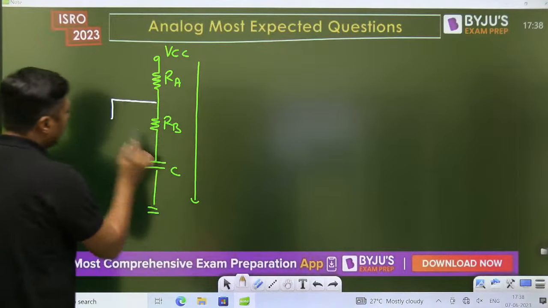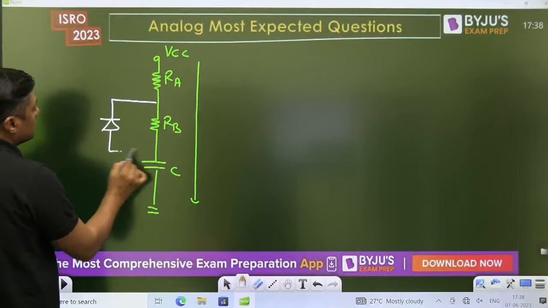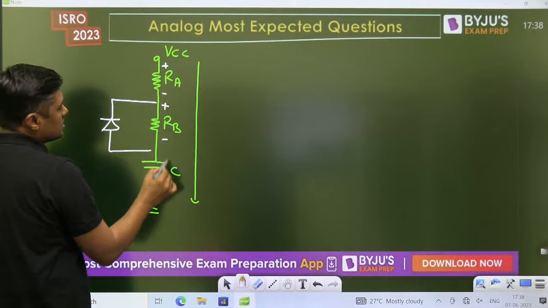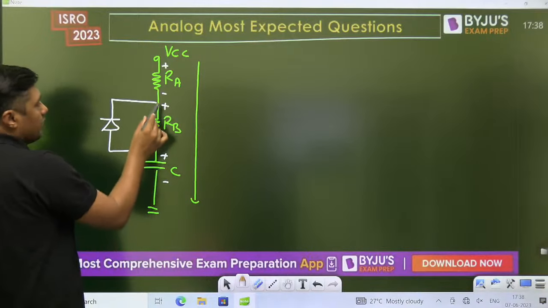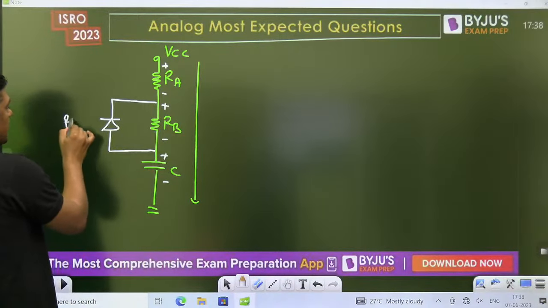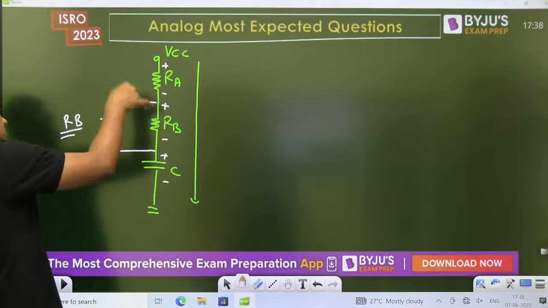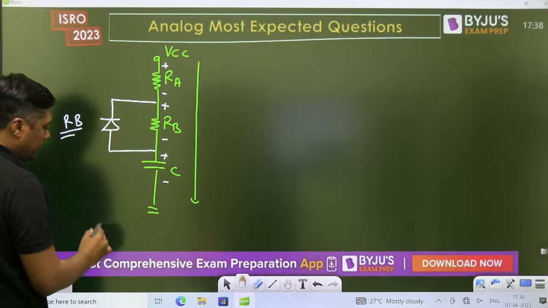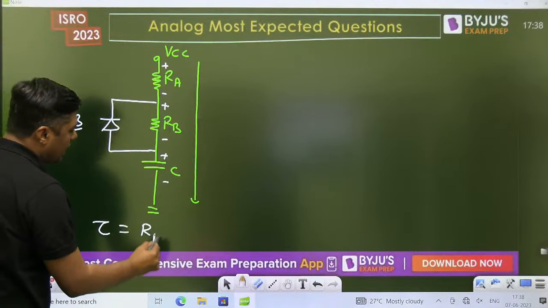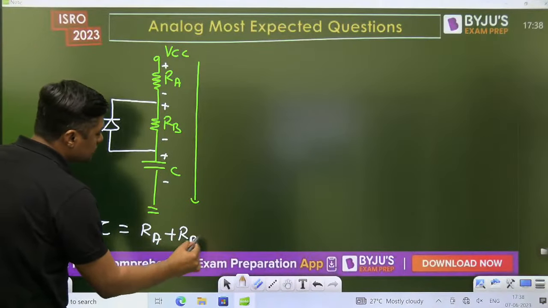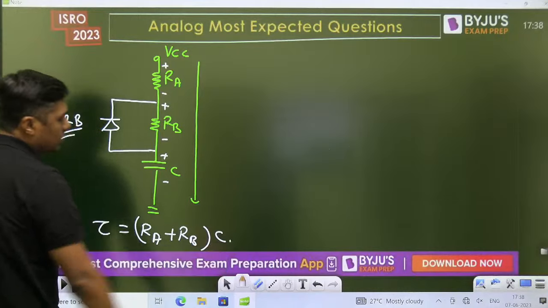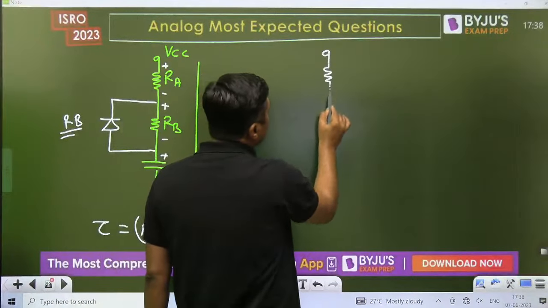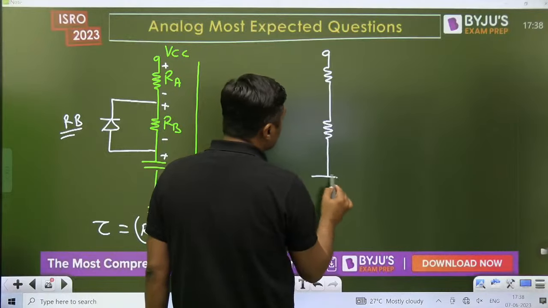This is the polarity of the diode. The current will flow like that. This is plus, this is minus. Because of this plus and minus, it is reverse biased. So during charging, the diode will remain reverse biased and it will not affect. And the charging time constant will remain (RA plus RB) into C. But during discharging, that is C.